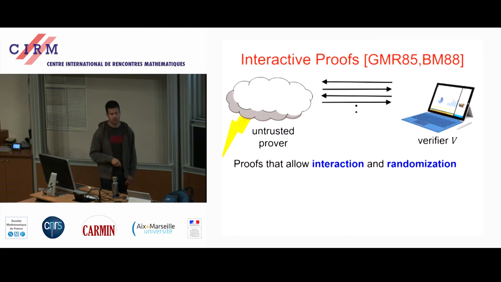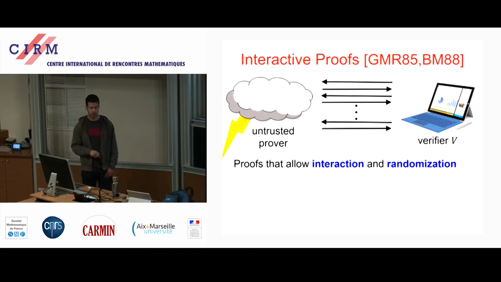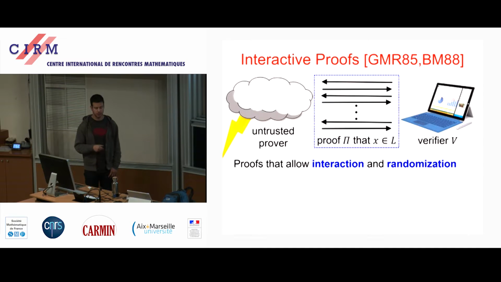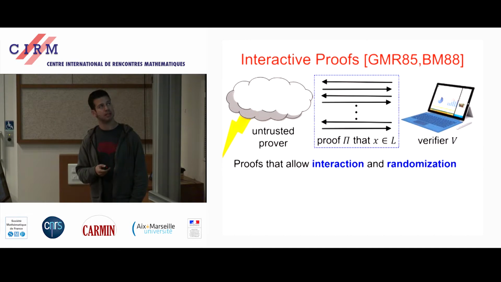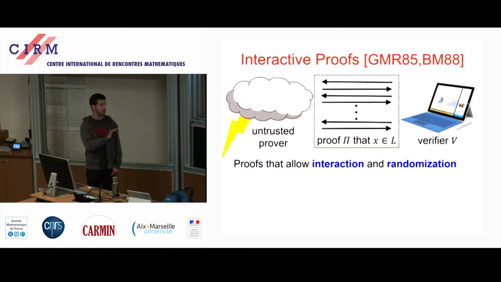So the proof is now in the form of a protocol between the untrusted prover and the verifier. The verifier can ask questions. The way randomization is used is that the prover doesn't know in advance what the verifier is going to ask. The verifier can ask one question, the prover gives an answer, and the prover doesn't know what the next question is going to be in advance. So there's no secrecy here; it's more an issue of unpredictability. The prover doesn't know what's going to happen.